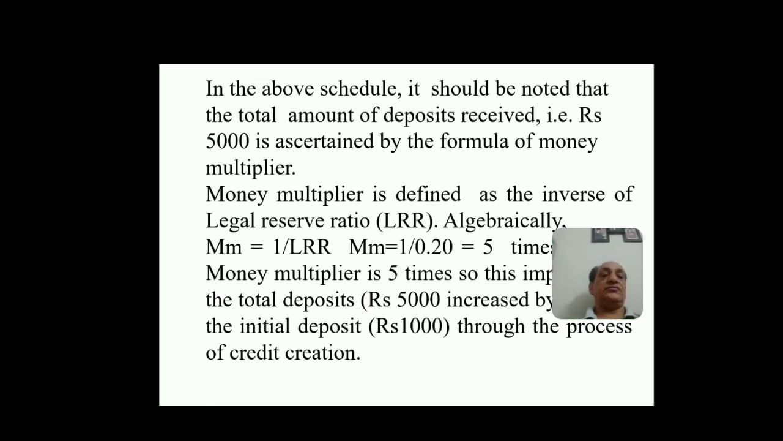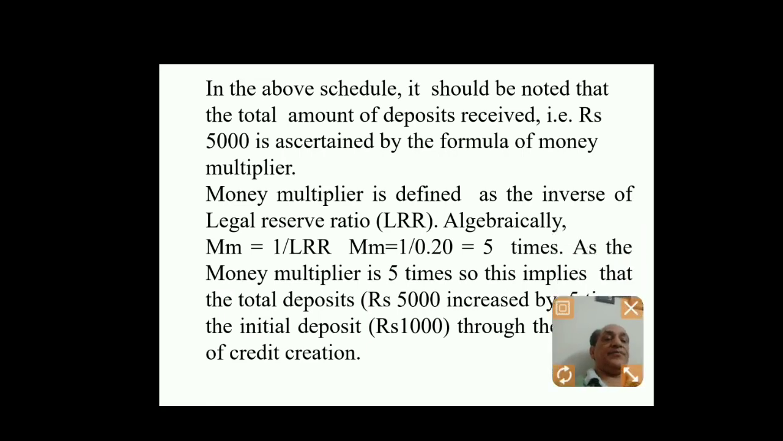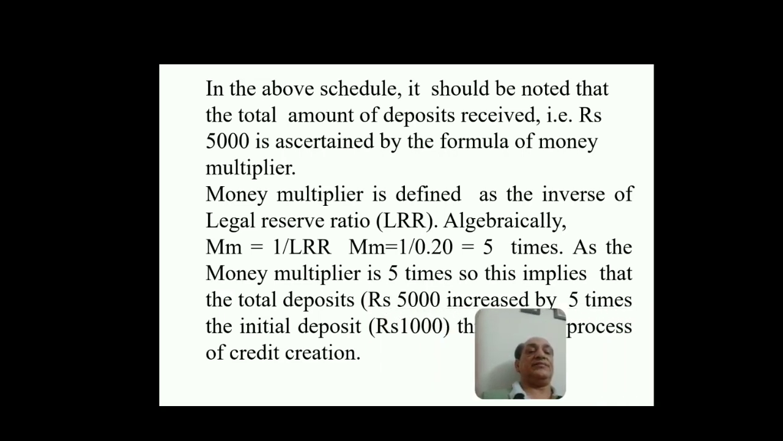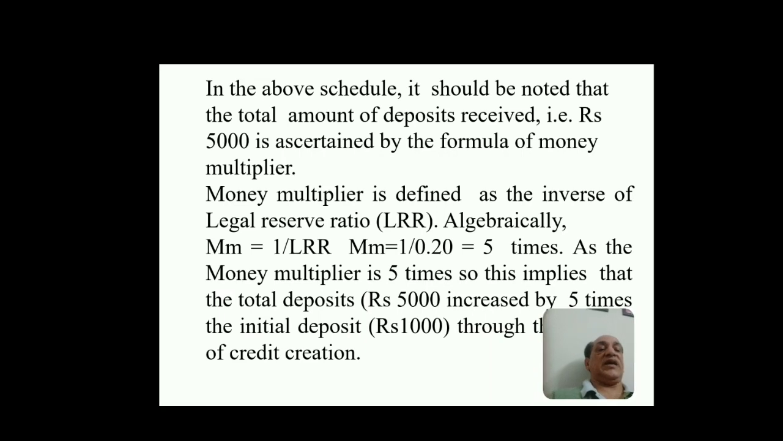Money multiplier is equal to 1 upon 0.20, that is 20%, which is equal to 5 times. As money multiplier is 5 times, this implies that the total deposit rupees 5,000 is 5 times the initial deposit 1,000 through the process of credit creation. This way, the commercial banks create credit.